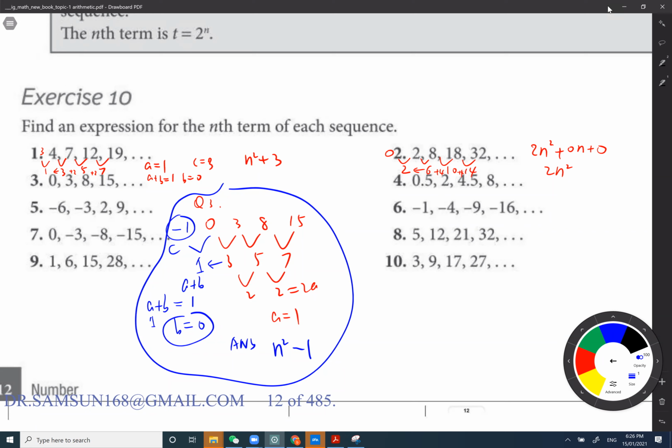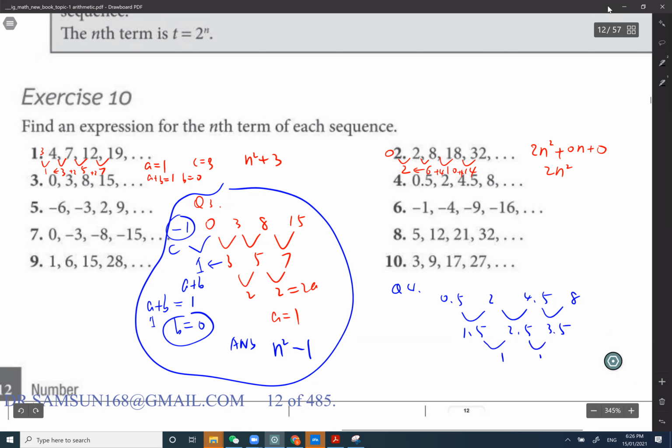Okay. Number 4. 2a equals 1. a plus b is 0.5. c equals 0. Number 4 is n squared over 2.